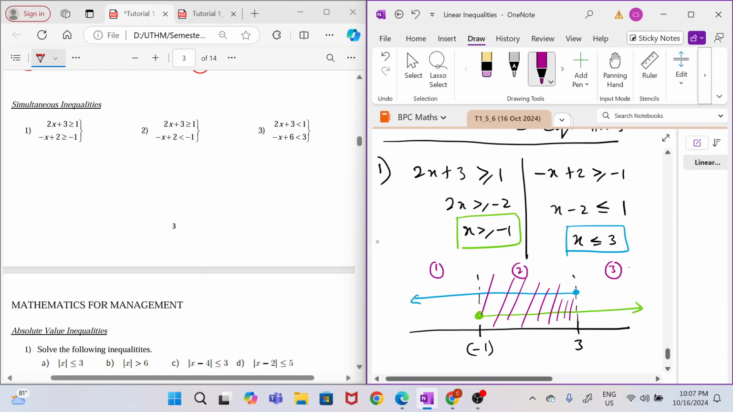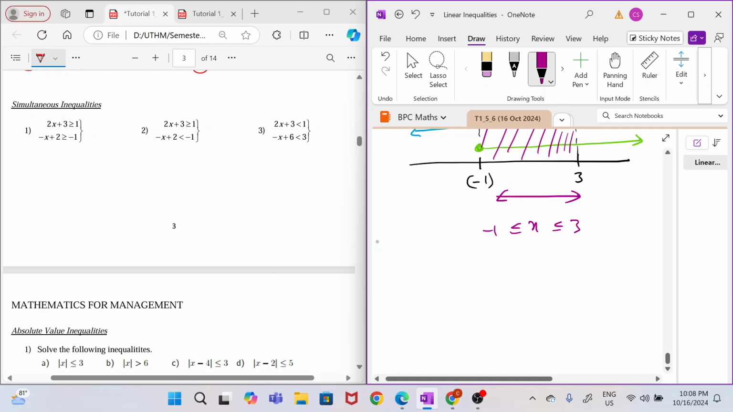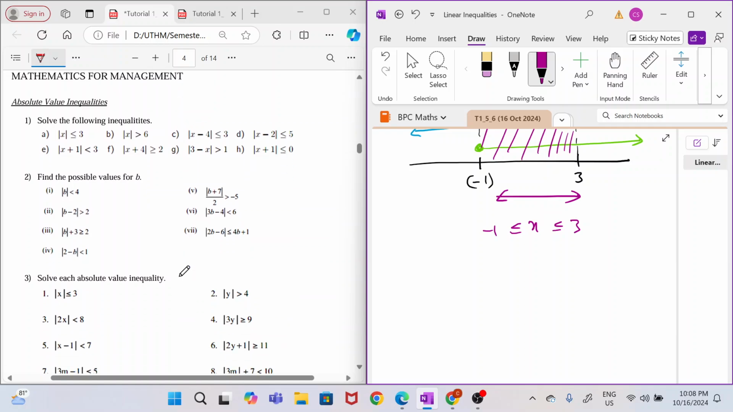The third partition, you cannot see blue but you can see the green. So that is not the answer. We take the one with intersection. So the answer is x is in between negative 1 and 3. Okay. That's how you do the 2 and 3. You try yourself.